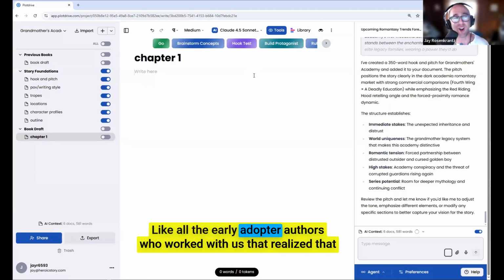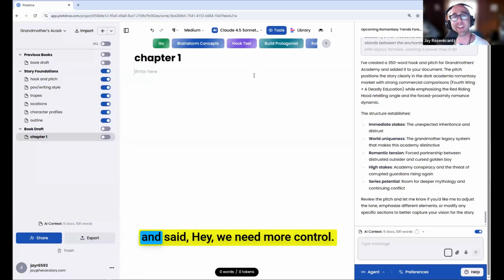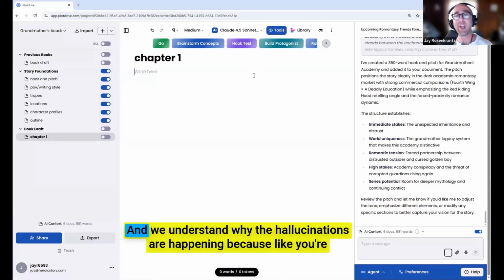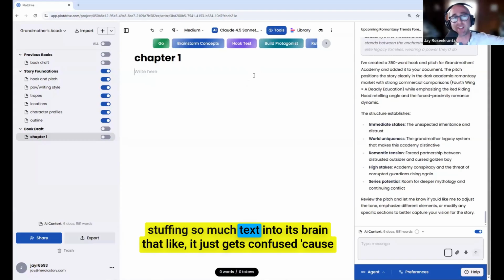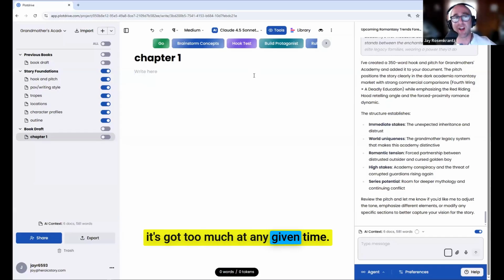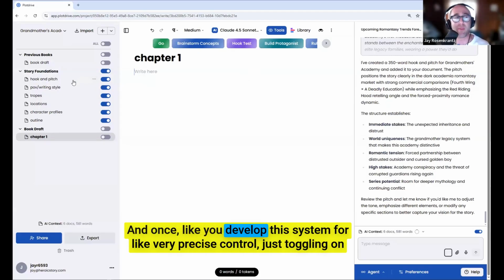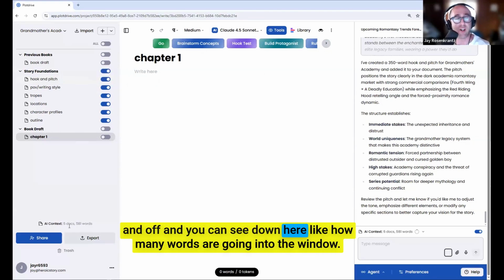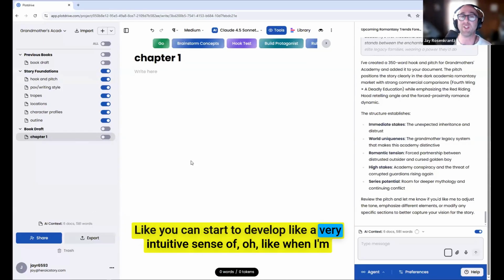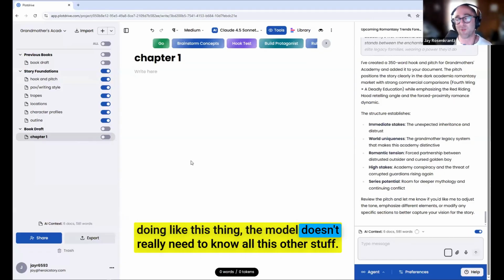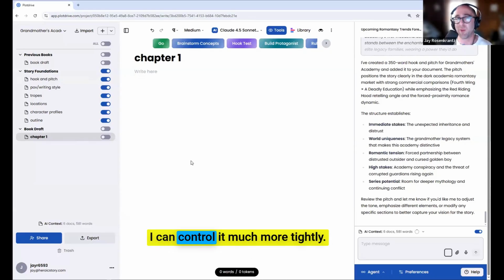All the early adopter authors who worked with us realized that and said, hey, we need more control, and we understand why the hallucinations are happening: you're stuffing so much text into its brain that it just gets confused because it's got too much at any given time. Once you develop this system for very precise control of toggling on and off, and you can see down here how many words are going into the window, you can start to develop a very intuitive sense of, oh, when I'm doing this thing, the model doesn't really need to know all this other stuff. I can control it much more tightly.